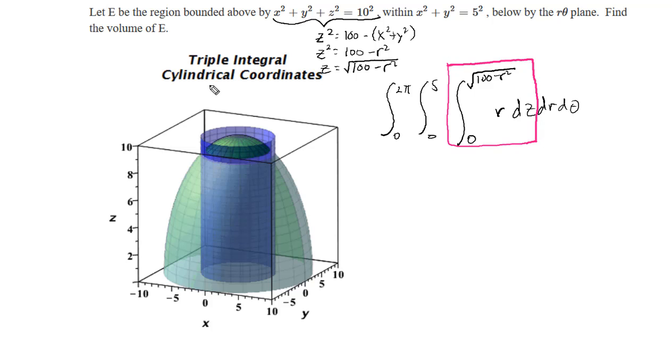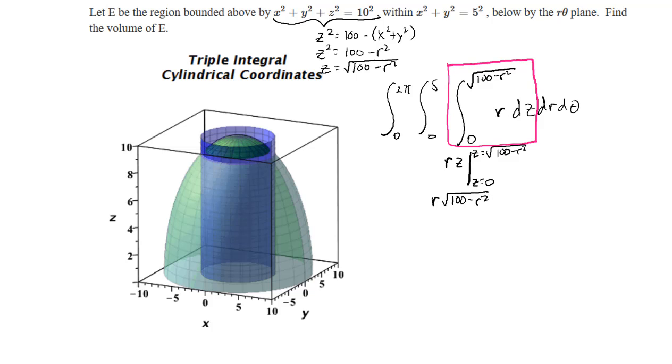So when we integrate first with respect to z, we will have an r times z. Now that's going to be from z equals 0 to z equals square root of 100 minus r squared. So plugging in the square root of 100 minus r squared in for z, we get r times the square root of 100 minus r squared. Now plugging in the 0 for z, we get just 0.